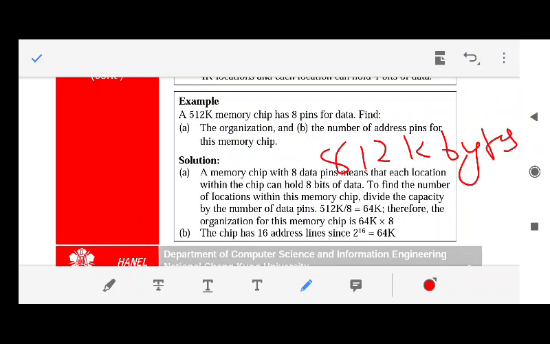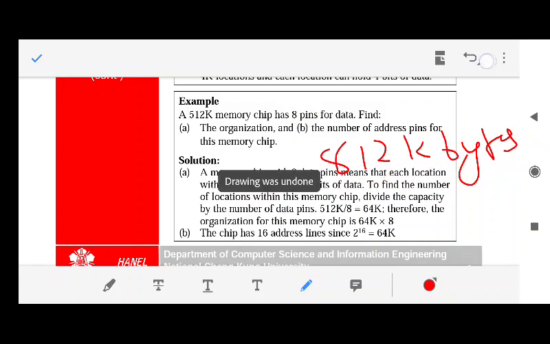Instead of writing bit, we can write byte, because we know each location in the 512 kilo size is of 1 byte. It's given each location is of 1 byte. 1 byte is 8 bits. Fine. So we can write this memory as 512 kilobytes.